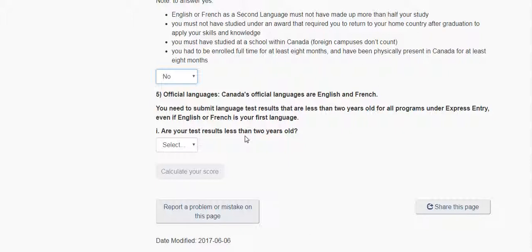Official languages: Canada's official languages are English and French, and you need to appear in one of these languages. One major thing that you need to keep in consideration is that you need to have a score in IELTS or the French eligibility test in the last 2 years, meaning the score of the IELTS is valid only for 2 years. So I've appeared for IELTS in the last 2 years, so I select yes.